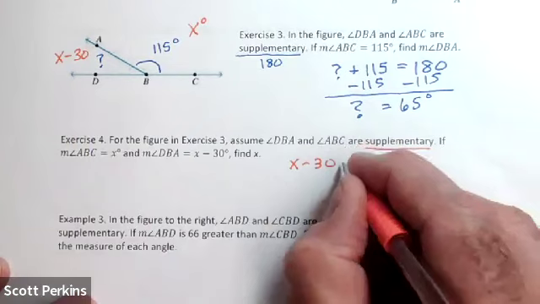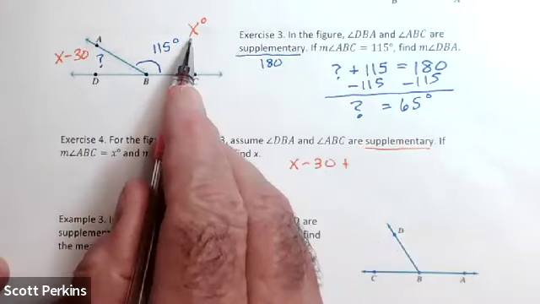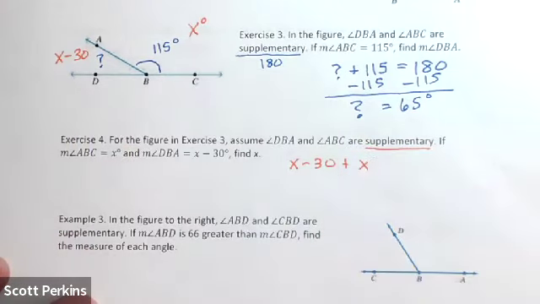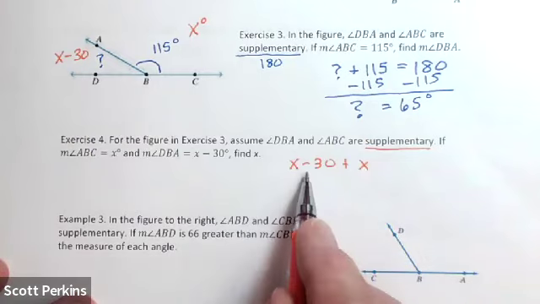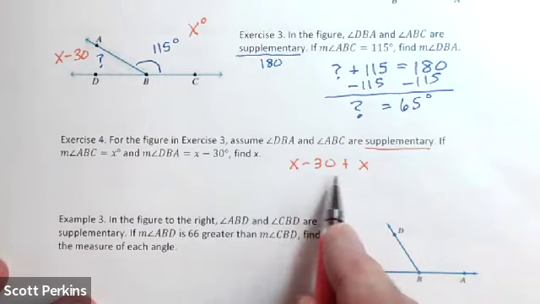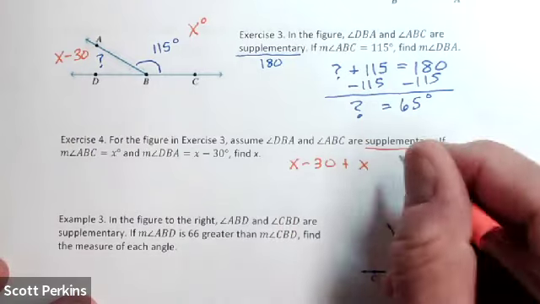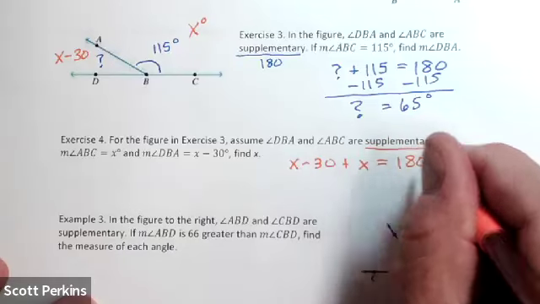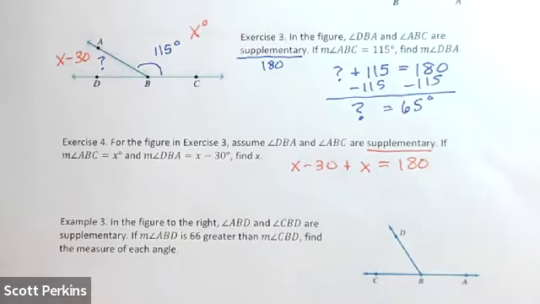When I add it to the next angle, which is just X, the result, that's the first angle, X minus 30. That's the second angle, that's X. The result is 180. Now, before I work out the problem, okay, that's the setup. Is the setup pretty straightforward? Does everyone see where I got that from? Any mistakes that you made, we feel okay now?